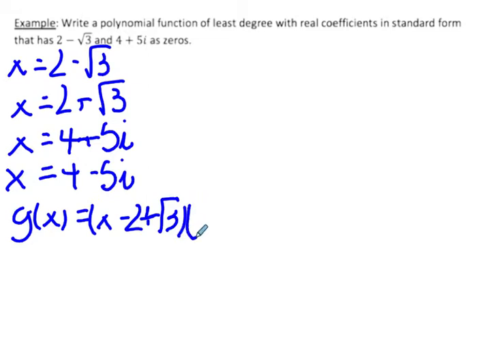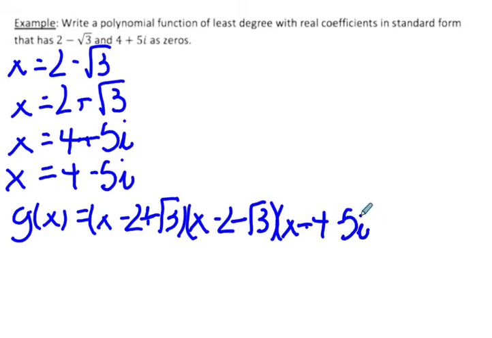Then we would have x minus 2 minus radical 3. And then you would have x minus 4 minus 5i. And then finally you would have x minus 4 plus 5i.